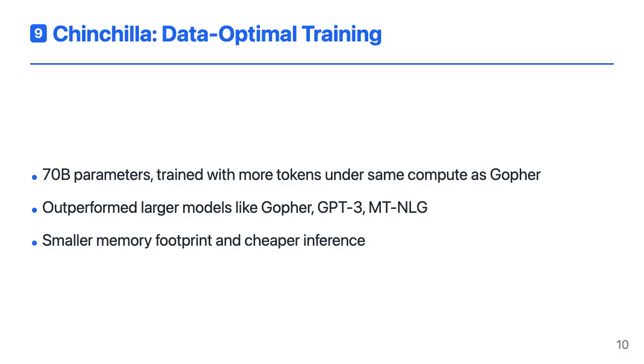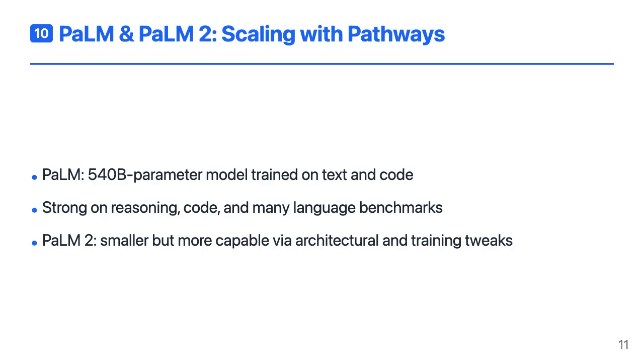To test the new scaling laws, DeepMind trained Chinchilla, a 70 billion parameter model, using the same compute budget previously used for the much larger Gopher. By reallocating compute toward more training tokens instead of more parameters, Chinchilla consistently beat Gopher, GPT-3, and Megatron-Turing NLG on a wide range of benchmarks. It was not only better, but also cheaper to run and easier to deploy, which strongly influenced how later LLMs were designed. Google's PaLM series pushed scale and engineering.